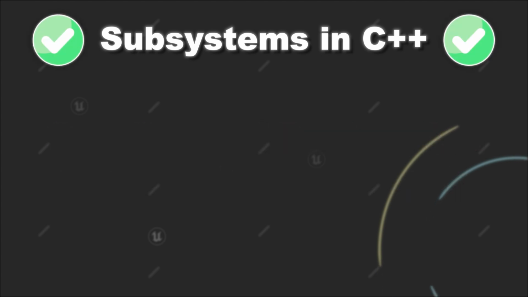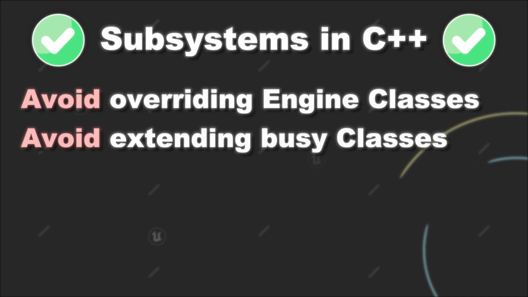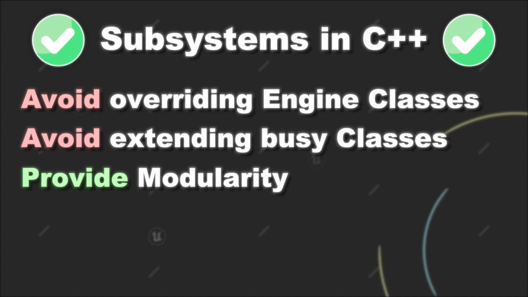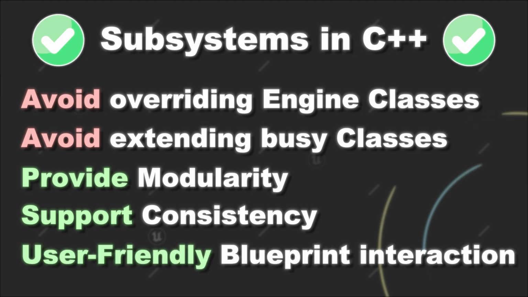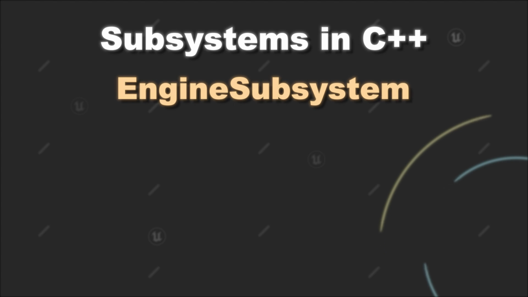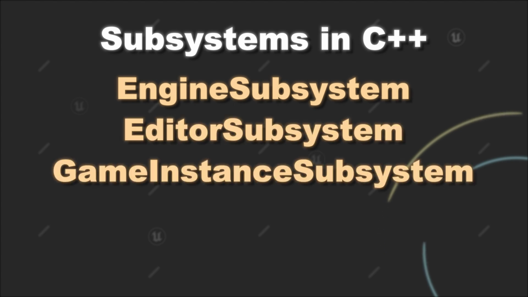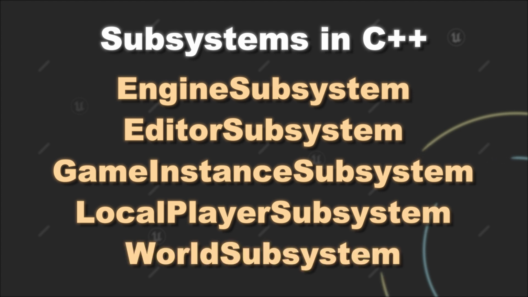Some of the benefits of using subsystems are that they help you to avoid overriding engine classes or adding functionality to already busy classes. Further, they provide modularity and consistency in your codebase and provide user-friendly interaction within Blueprints. There exist many different subsystem types that you can use, for example, engine subsystem, editor subsystem, game instance subsystem, local player subsystem, or the world subsystem.